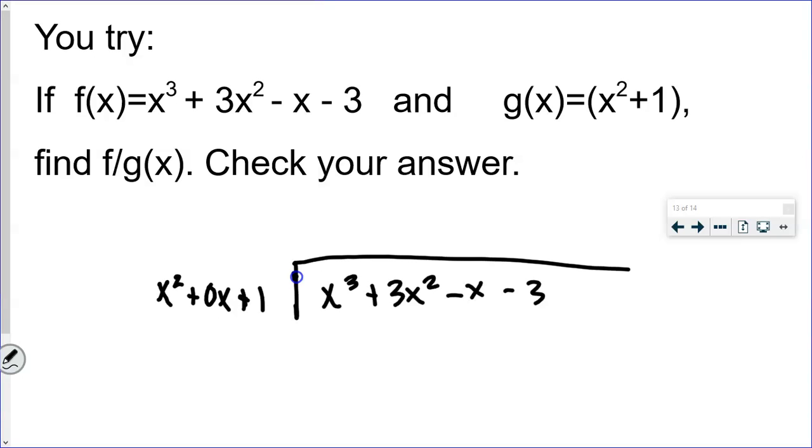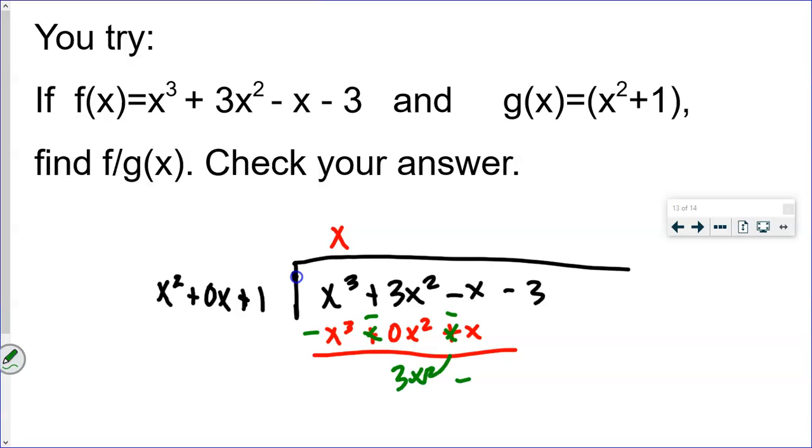So what do I have to multiply x squared by to get x to the third? Just an x, right? So I'm going to get x to the third plus 0x squared plus x. Again, remember, we're subtracting everything here, so we're going to change all these terms. So this is going to be 3x squared minus, whoops, this pen is just going crazy. Minus 2x. And I'm going to bring down this negative 3, because I have a trinomial, right?